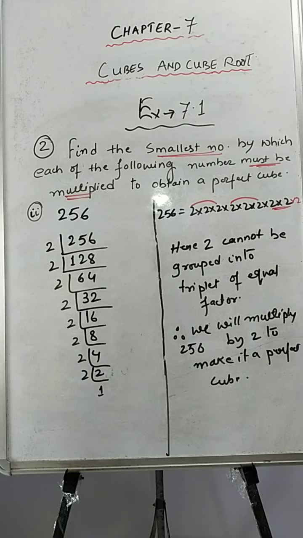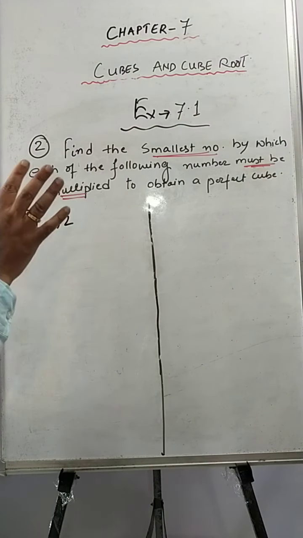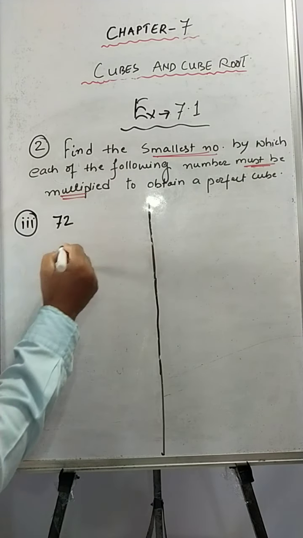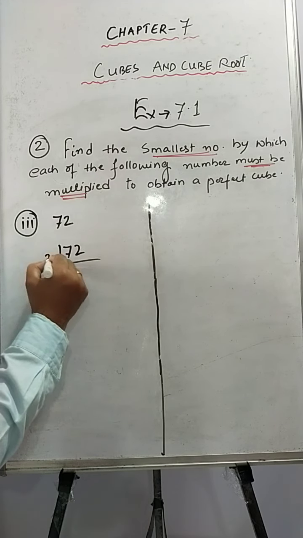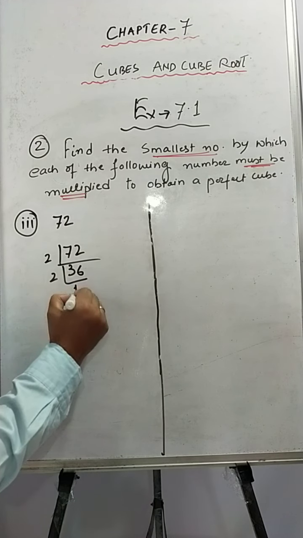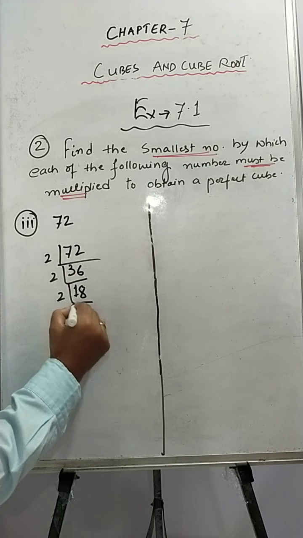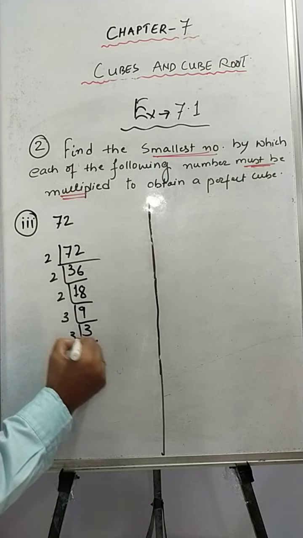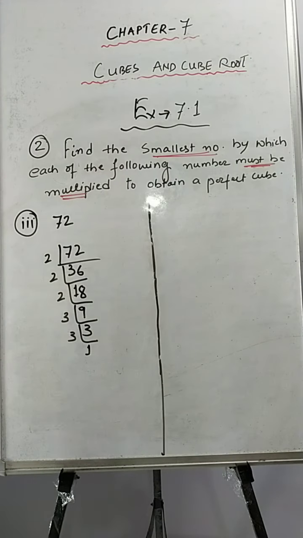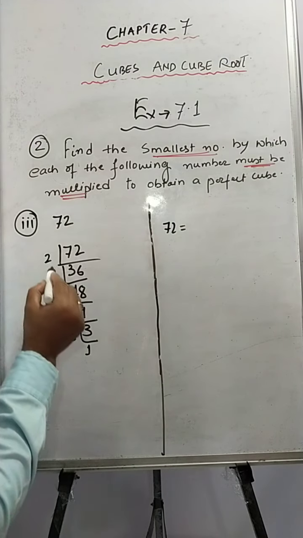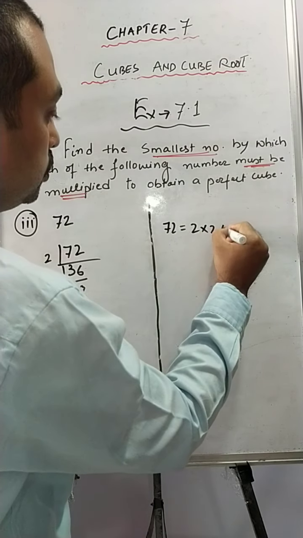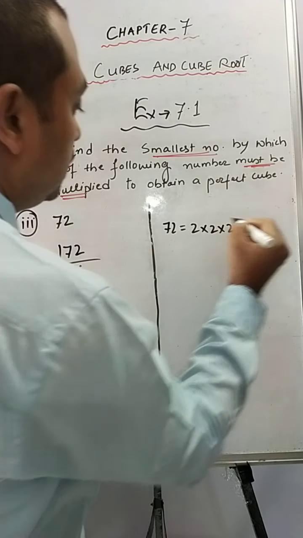Okay, very, very easy. Now let's move on to sum number 3. Sum number 3, we have 72. So the first thing that we'll do with 72 is the prime factorization of 72. So that is 2 36s, 2 18s, 2 9s, 3 3s, and 3 1s. So it's very simple. Now what is the next step? I said 72 and all the factors of 72. That is 2 into 2 into 2 into 3 into 3.